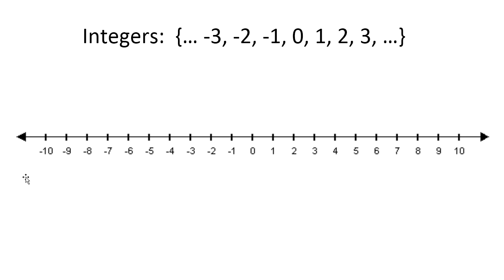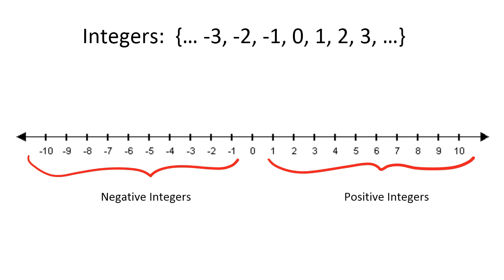You can see here that we have the negative integers, we have the positive integers, and then we have 0, which is neither positive nor negative.